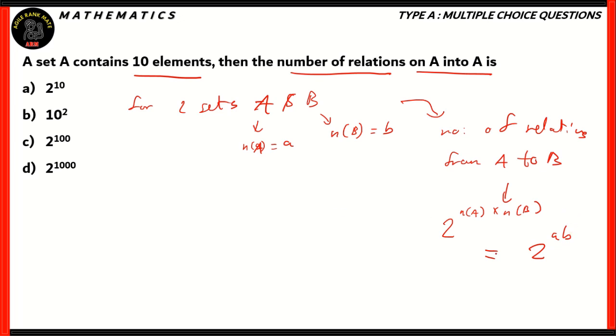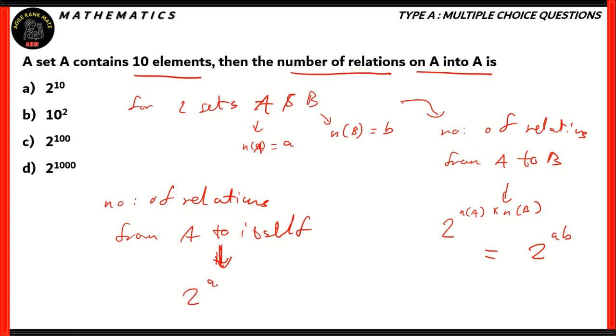Now, what happens if you have the relation being defined from A to itself? So we use the same formula. We just write lowercase a instead of b. So 2 to the power a times a, which is basically 2 to the power a squared.